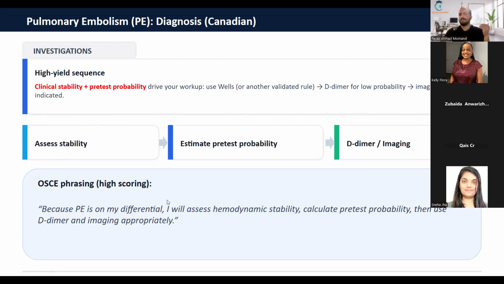Now, for OSCE, how are you going to phrase that you're going to rule out pulmonary embolism? Once you say acute coronary syndrome is my top differential based on patient's pain characteristics and their risk factors, second differential I'm keeping in my mind is pulmonary embolism. I will assess patient stability, calculate pretest probability of a pulmonary embolism, then based on the pretest probability, assess patient to get either D-dimer or imaging appropriately.